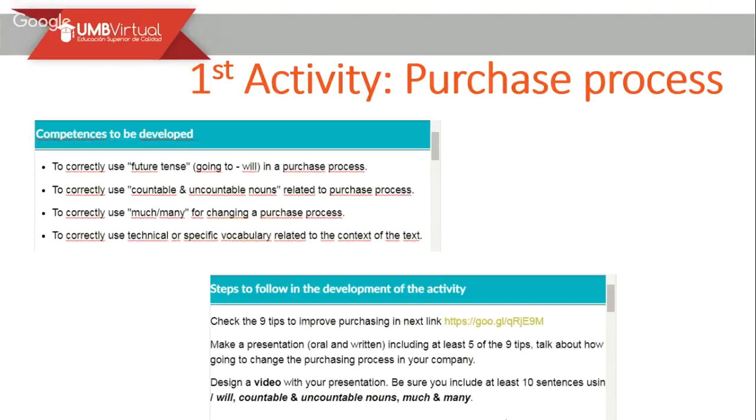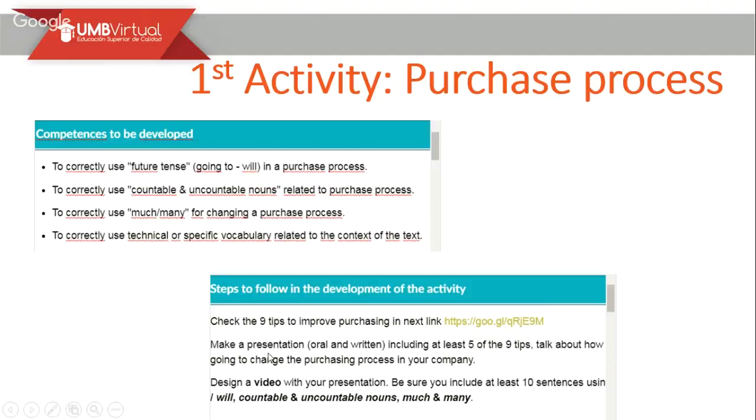Perfect. Entonces vemos acá la primera actividad, the first activity, which is related to the purchase process. Competencies to be developed: to correctly use future tense, going to plus will within a purchase process; to correctly use countable and uncountable nouns related to the purchase process; to correctly use much, many for changing and purchase process; and to correctly use technical or specific vocabulary related to the context of the test. What are going to be the steps? Entonces, esas son las competencias que ustedes van a tener en cuenta para desarrollar dentro del desarrollo de la actividad.